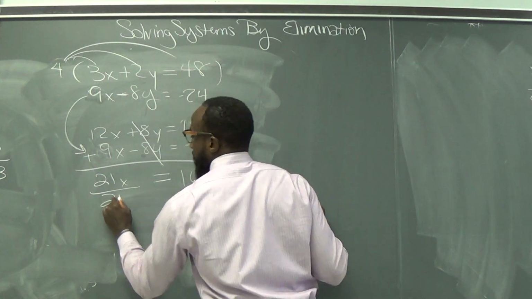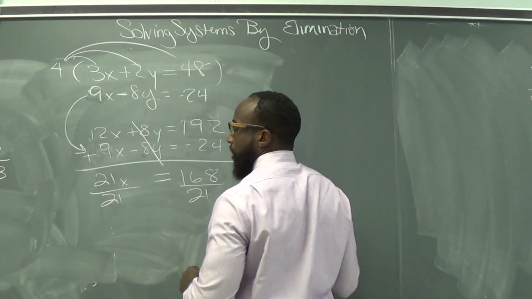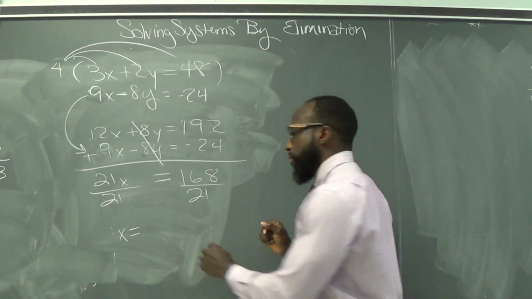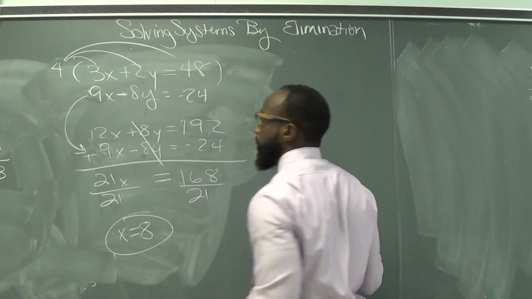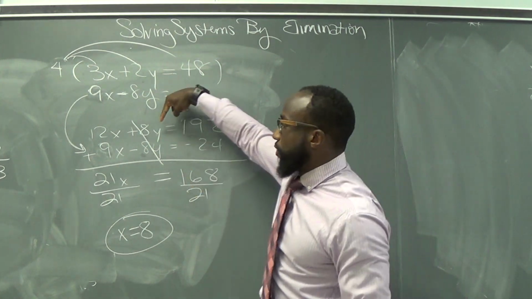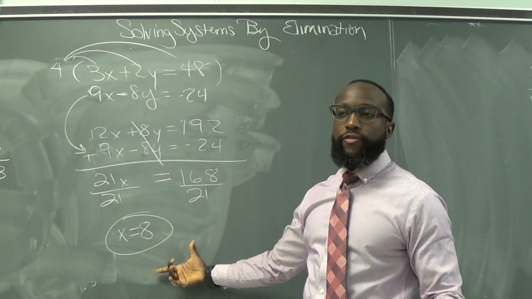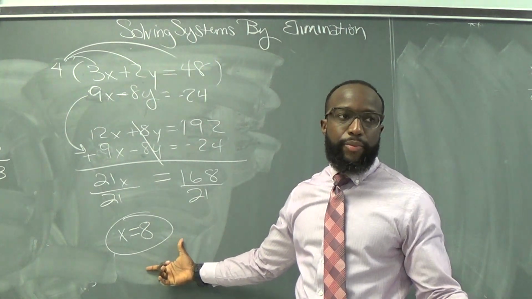So we're just going to solve for x, right? You divide both sides by 21. 8. All right, so x equals 8. So what we've done is we've eliminated one variable, and then we solved for that variable. Now we solve for the other variable, right?